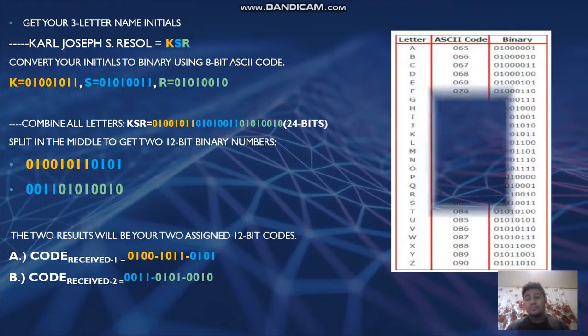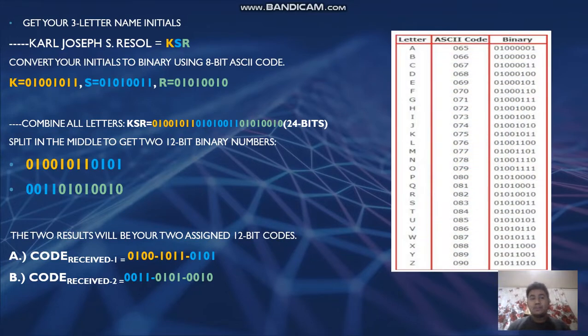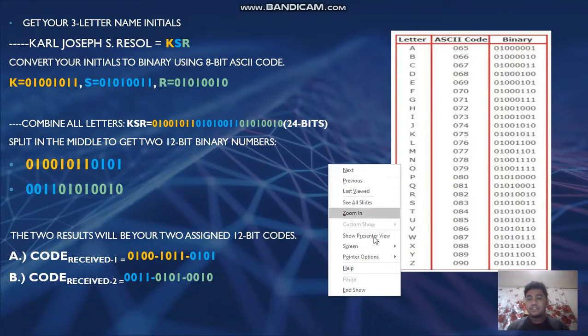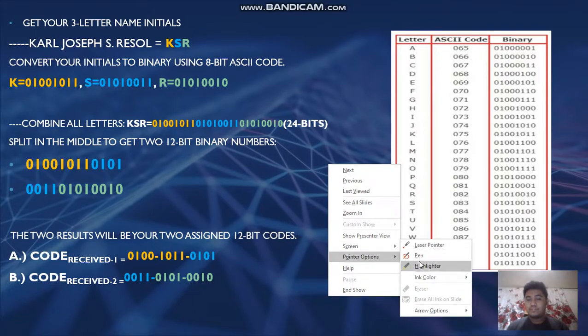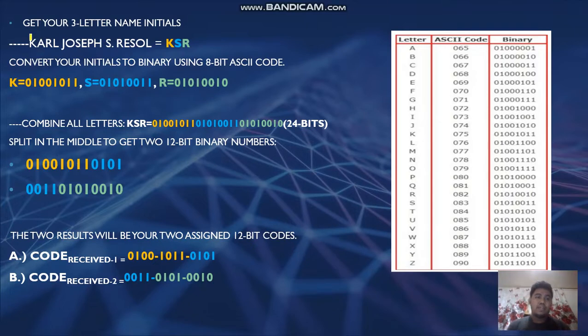Here we're going to solve the Hamming code, and find an error in the Hamming code. First we get our initials for the examples. Let's change our pointer: we have K, J, S, and R. So KSR. Convert your initials to binary using 8-bit ASCII code.